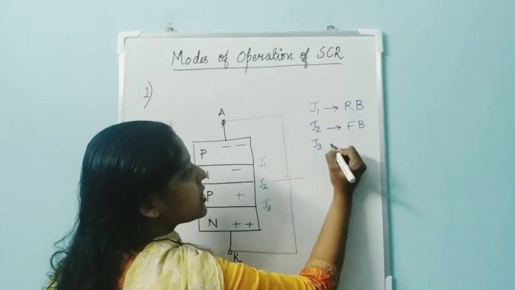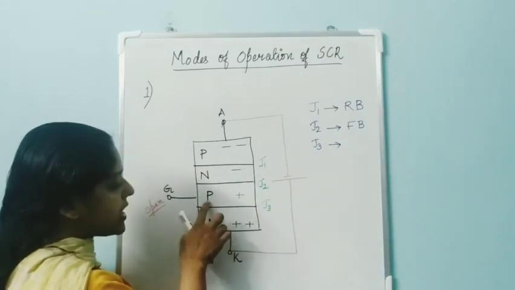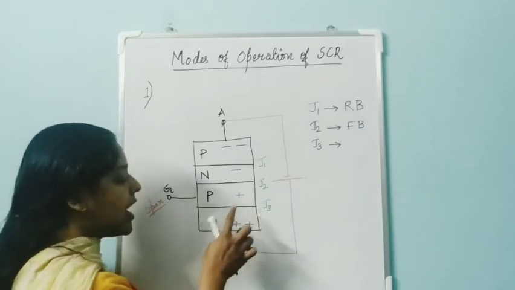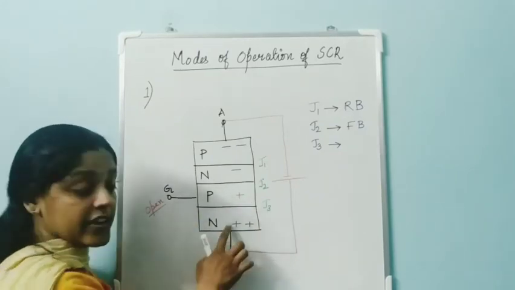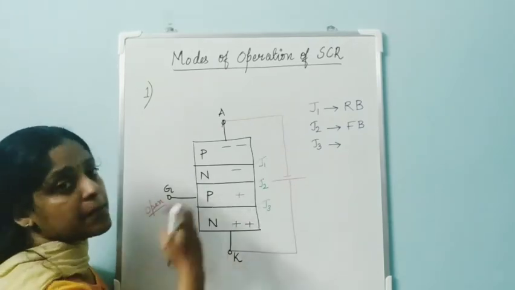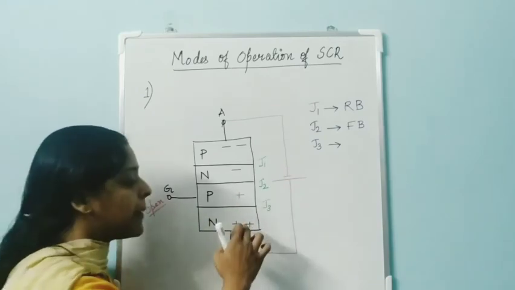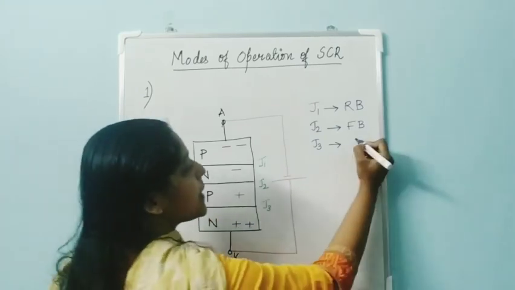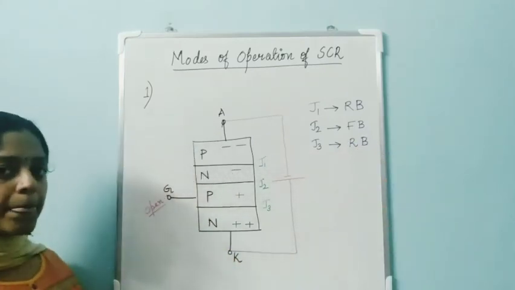Now coming to the junction J3. Here you can see that P region is positive, N region is also positive. But which is more positive? N region. So you can see that the N region is more positive compared to the P region, or the P region is less positive compared to the N region. So what type of biasing is it? It is reverse biasing. Clear?